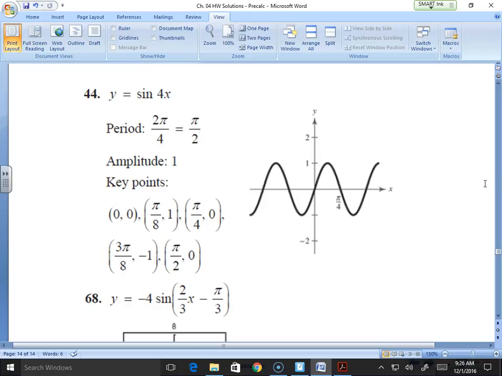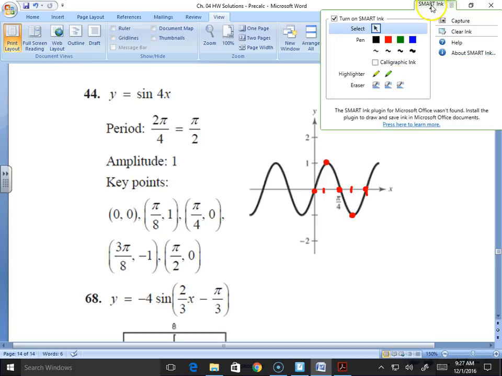You didn't even technically need to, maybe you should have shown the key points, but I would be able to look at your graph, and if you did your graph right, I should see these points. There's one, another at pi over 8, another at pi over 4, another at 3 pi over 8, and another at pi over 2. If you did your graph properly, I could see them and you wouldn't even have to write this. Up to you.